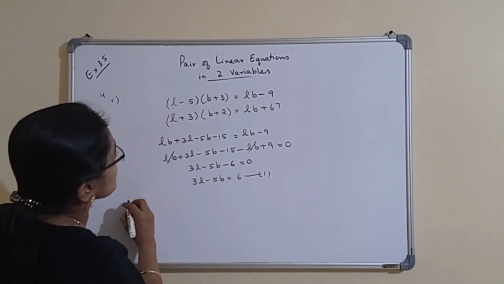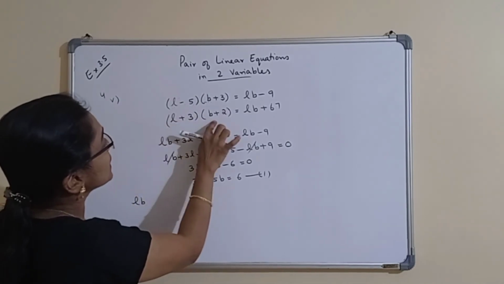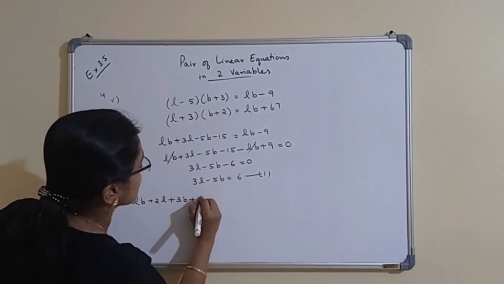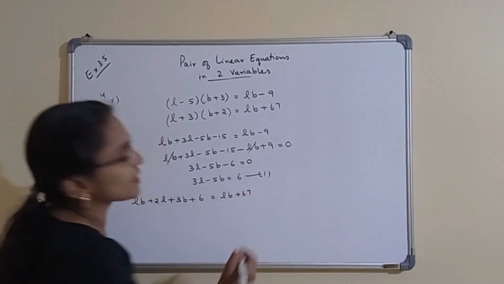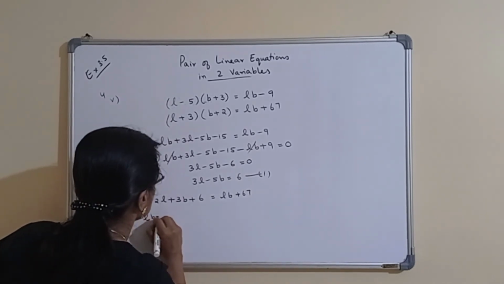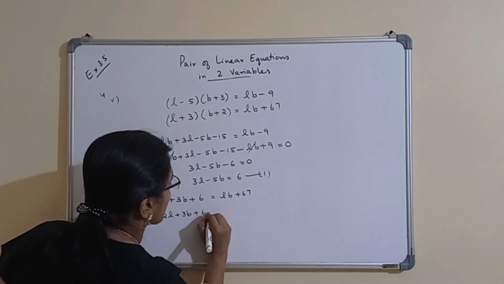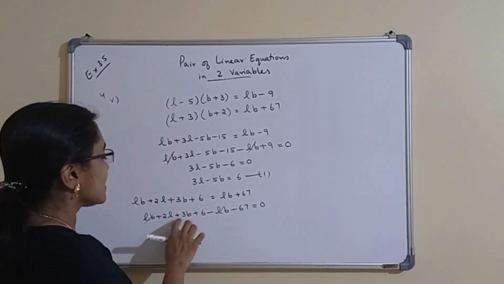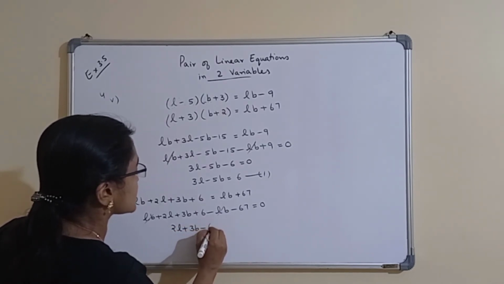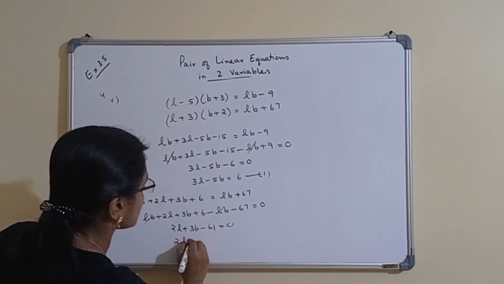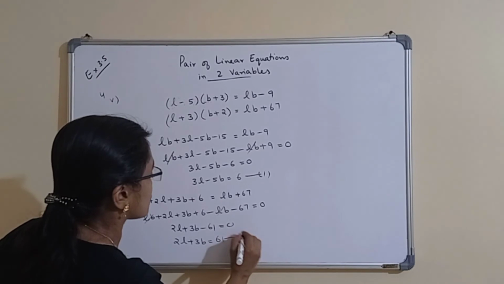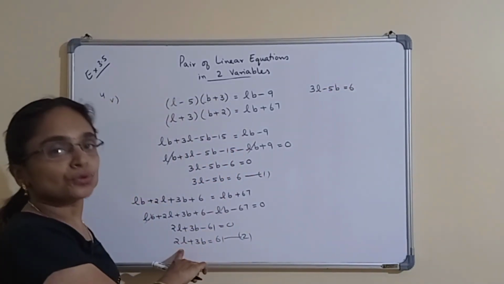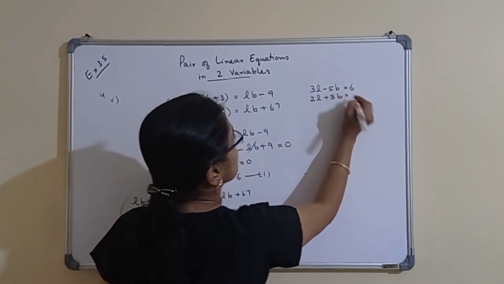Now we can expand the second one. That is LB plus 2L plus 3B plus 3 into 2 is 6, which is equal to LB plus 67. Now, taking this to the left hand side, we have LB plus 2L plus 3B plus 6 minus LB minus 67 is equal to 0, which means LB and minus LB will get cancelled, and we have 2L plus 3B minus 61 is equal to 0, which means 2L plus 3B is equal to 61. This is equation 2. So we have equation 1 as 3L minus 5B is equal to 6, and equation 2 as 2L plus 3B is equal to 61.